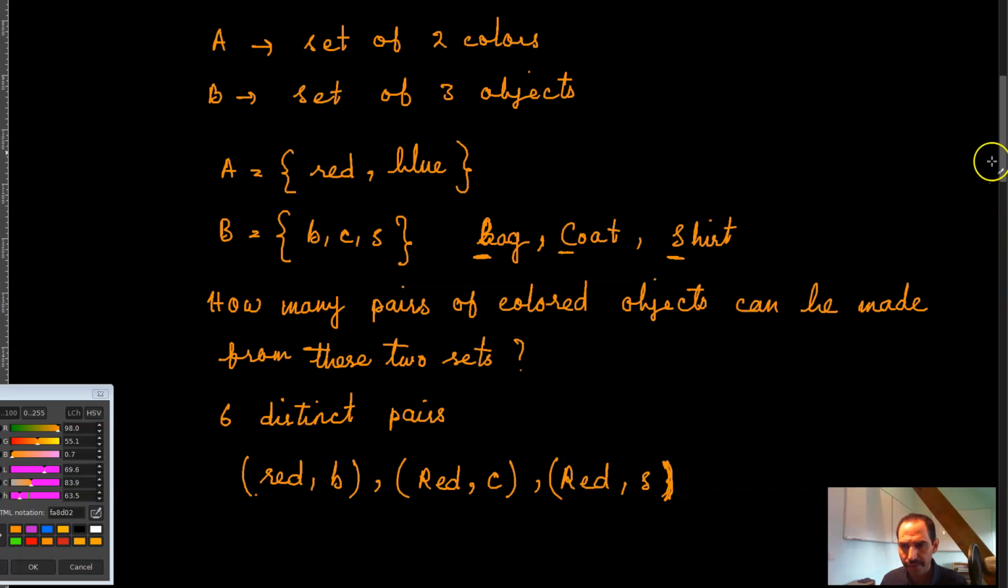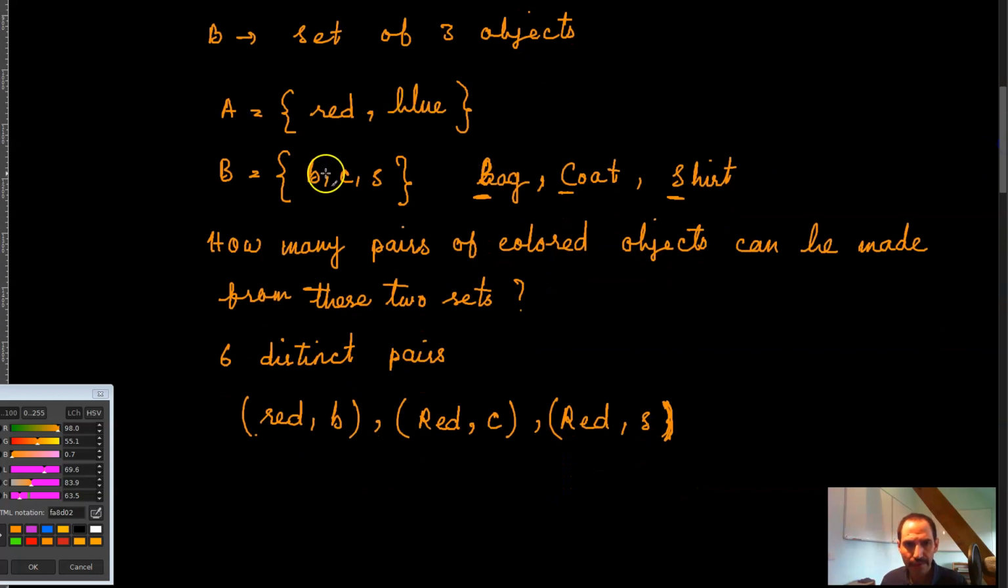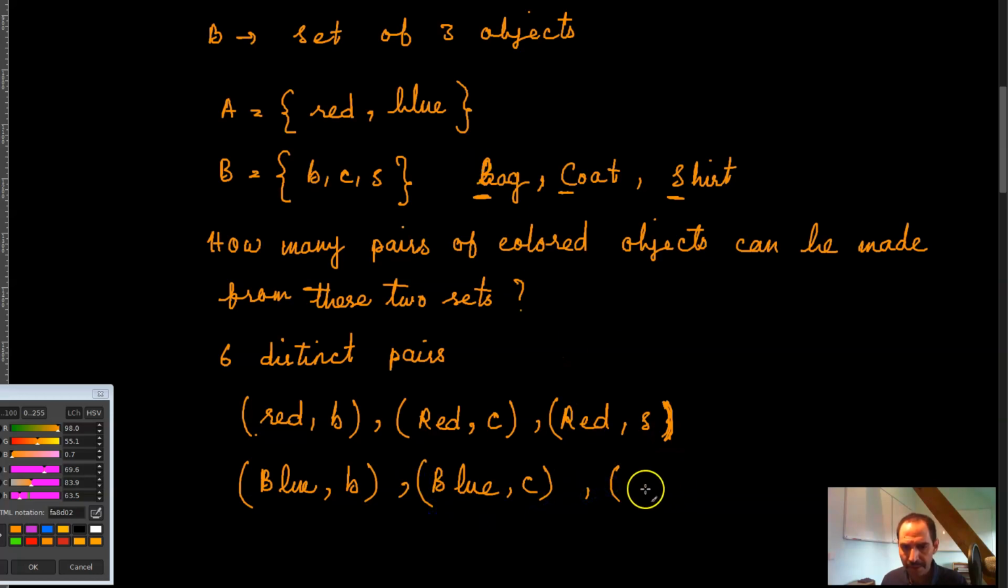And we could also have a blue bag. We could have a blue coat. And we could have a blue shirt. Right? So we have 6 distinct pairs we can make from these two sets.